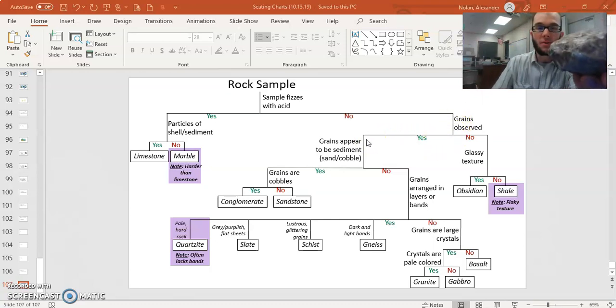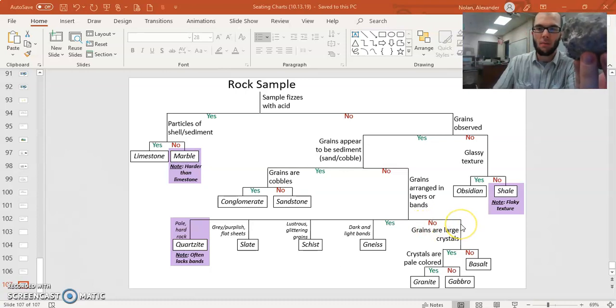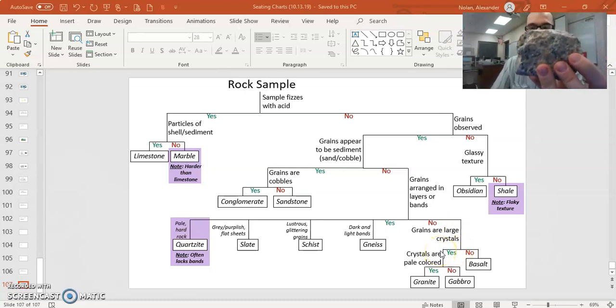The grains appear to be sediment or sand, cobble, no. These are crystals, so this is not sediment, so we're going to take a no. The grains are arranged in layers or bands. You know, I would not say so. I don't think that there's layers or bands here. It's just chunks of crystals, so we're going to take a no. Grains are large crystals. Yes, they are. They're not small. These are large crystals, so we're going to say yes. And now the question is, are the crystals pale colored? I would call these pale colored. So we're going to take a yes, and we end up at granite. This is a textbook beautiful version of granite.